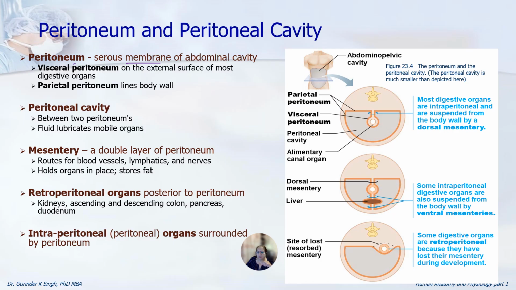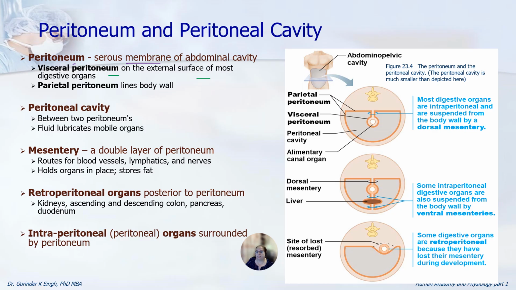The abdominal cavity has two of these serous membranes. They're actually continuations of one another. One is the visceral peritoneum. The visceral peritoneum is going to touch the visceral organs.